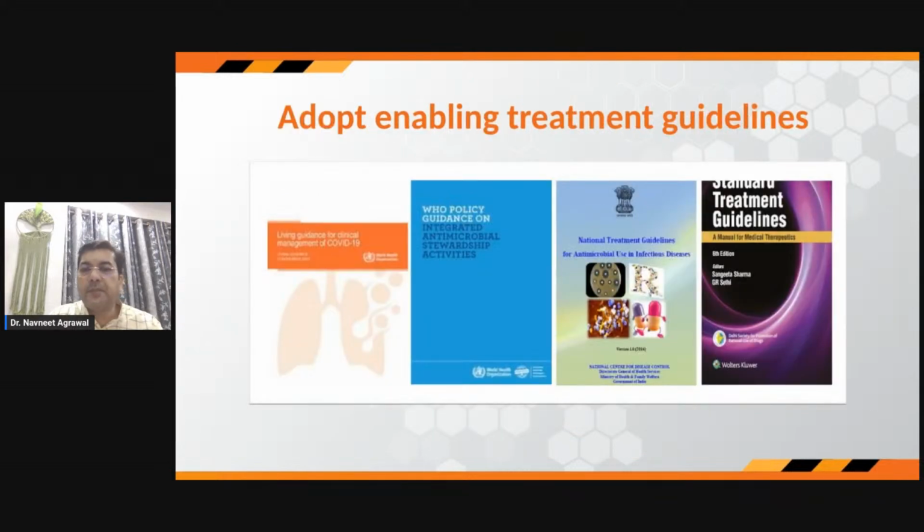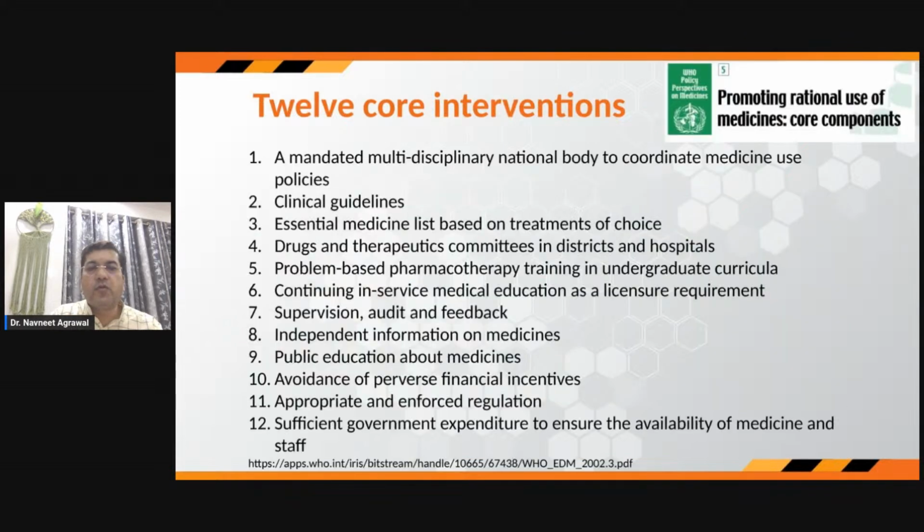And for that, multiple guidelines from different stakeholders have been given to adopt enabling treatment guidelines, and WHO has given 12 core interventions: a mandated multidisciplinary national body to coordinate medicine use policies, clinical guidelines, essential medicine list based on treatment of choice, drugs and therapeutic committees in districts and hospitals, problem-based pharmacotherapy training in undergraduate curriculum, continuing in-service medical education as a license requirement, supervision, audit, and feedback, independent information on medicines, public education about medicines, avoidance of perverse financial incentives, appropriate and enforced regulations, and sufficient government expenditure to ensure the availability of medicines and staff. So these are just recommendations by WHO to promote rational use of medicines.